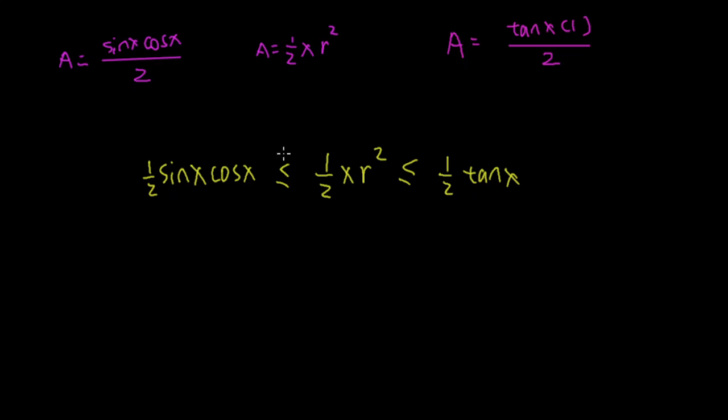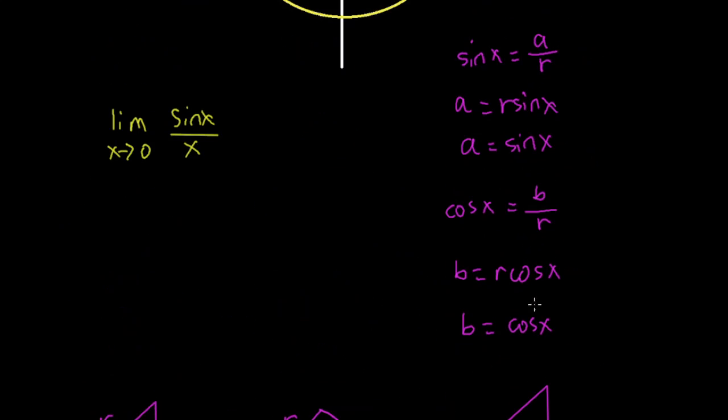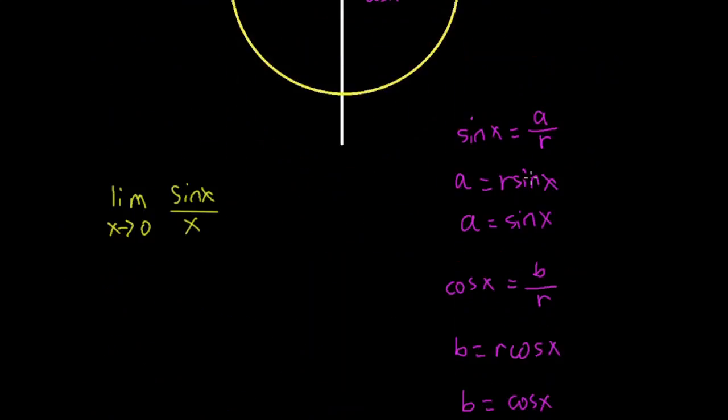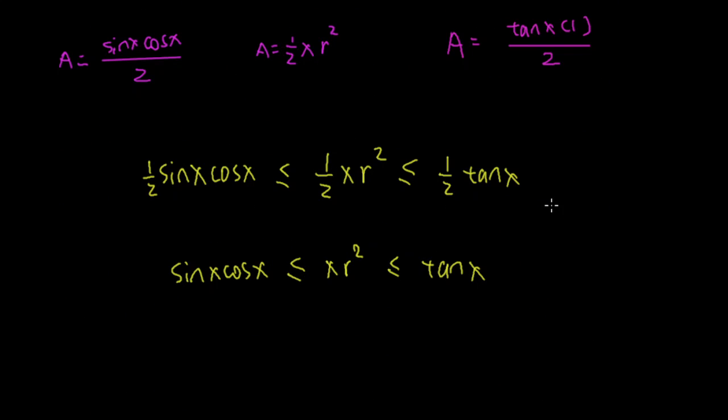Okay, so multiply all of these terms by 2 to get rid of the 1/2. We have sine x cosine x is less than or equal to x r squared, which is less than or equal to tan x. Now, knowing that, what is r squared? R is equal to 1. R squared is just 1 squared, so it's 1. 1 times x is x. So sine x cosine x is less than or equal to x, which is less than or equal to tan x.